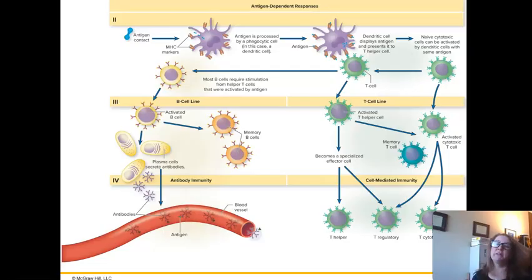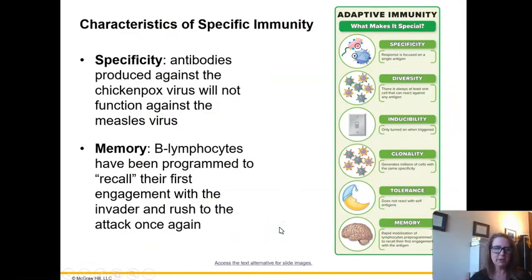And it will also record the memory of that in memory cells, so you have those for later. Okay, so now we're going to define a little bit about what's so special about antibodies. Antibodies give us specific immunity, and we also call this adaptive immunity because your immune system is adapting to the very antigens you've been exposed to.